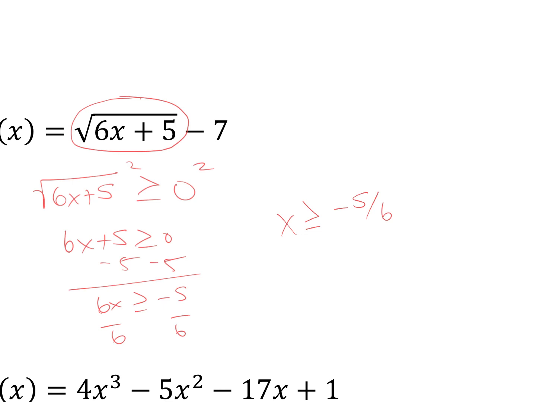You have to tell me the domain in interval notation. It might be easy to do this. Here is -5/6. Here is 0. Does it include -5/6? Yes. Which way do I color? Greater. So your domain is from where to where? -5/6 to infinity.